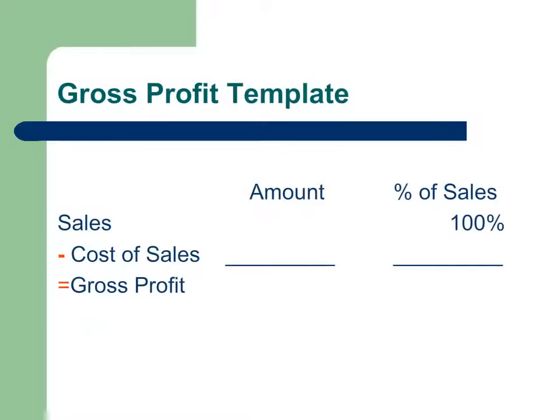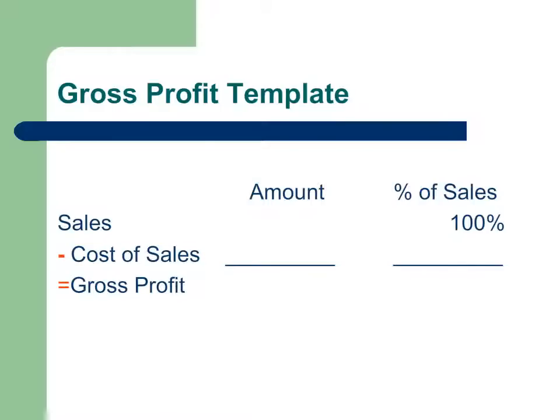This template will calculate percentage of sales. Sales minus cost equals gross profit. The template also has two columns, a dollar column and a percentage column. When calculating the gross profit percentage, remember that the percentage of sales for sales always equals 100%.